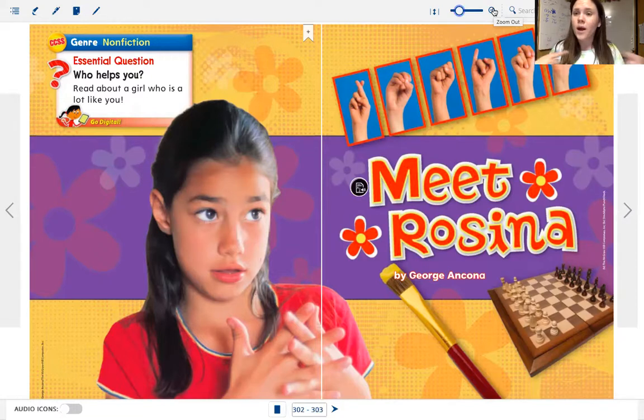But you guys are familiar with signs, right? When we do me too, when we do stand up, when we do sit down, you're familiar and used to doing those things. So when we hear about Rosina doing that with her family, it'll make a little more sense. We'll be able to make that connection. So let's read about a girl who's actually a lot like you. And the author is George and Kana.